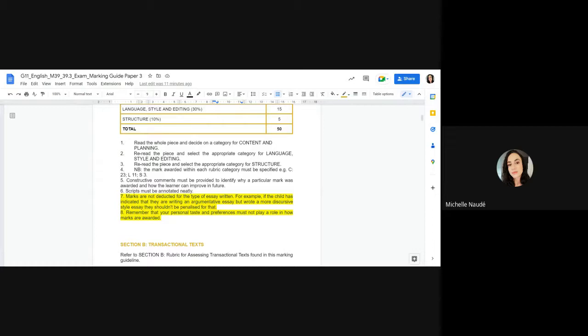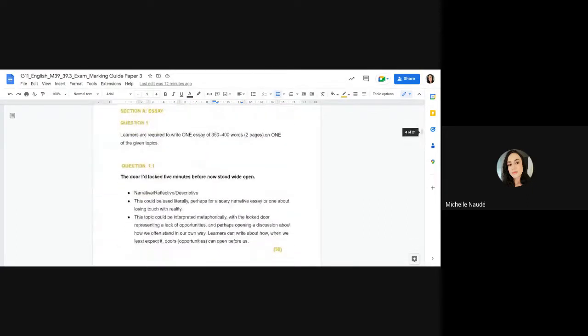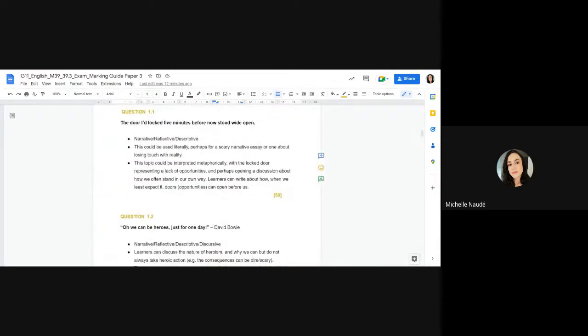And then also, just remember, your personal tastes and preferences mustn't play a role in how marks are awarded. And this is particularly true for the essay. Okay, you can read an essay and think, okay, well, I don't really enjoy violent war stories. But if it's a great essay, you have to take that out of the equation. Okay, so you'll notice for the essays and the transactional, some tips have been provided just to guide you, but they're very basic, they're very high level. A child could come up with something completely out of the box that is not mentioned here. That's fantastic.